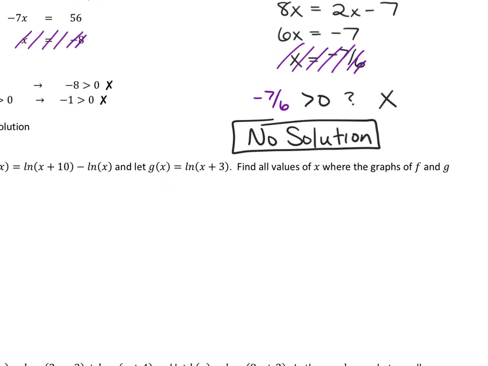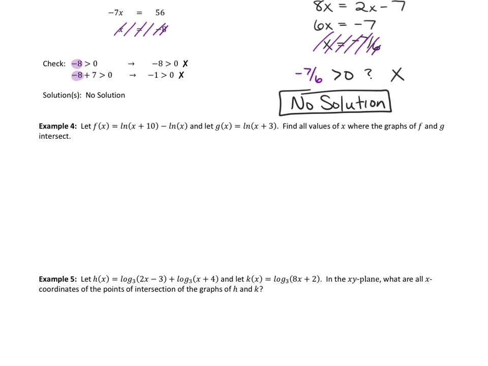Yeah, we got this. Problem number 4 is the same kind of question, but I'm asking it in a different way. It says, let f of x equal the natural log of x plus 10 minus the natural log of x, and let g of x equal the natural log of x plus 3. Find all x values where the graphs of f and g intersect.